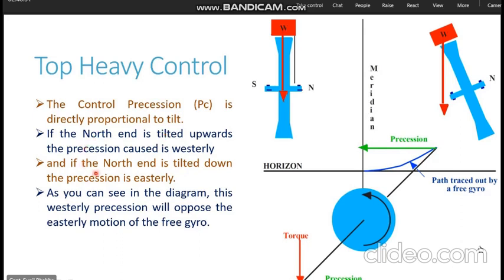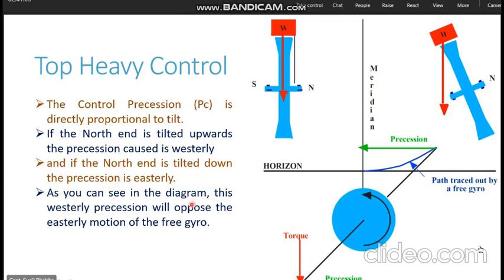Now we can easily understand that if the north end is tilted downwards, the precession generated will also be exactly opposite, and in this case the precession generated will be easterly. When the north end is tilted upwards, a westerly precession is generated, and when the north end is tilted downward, an easterly precession is generated.